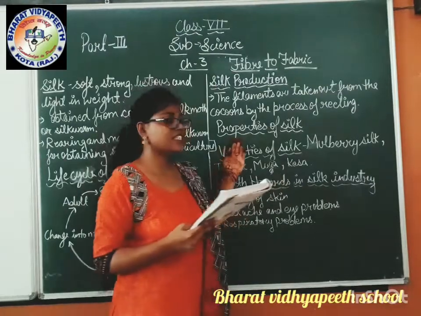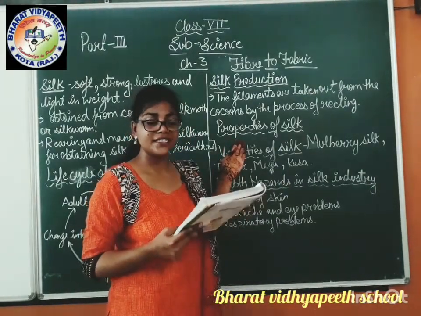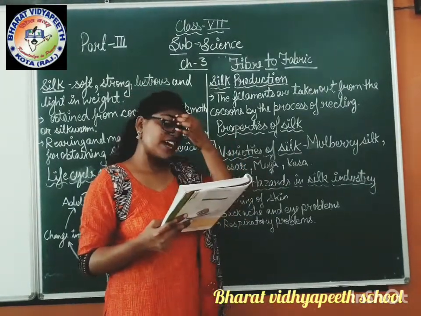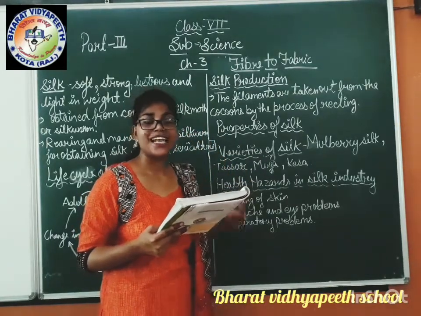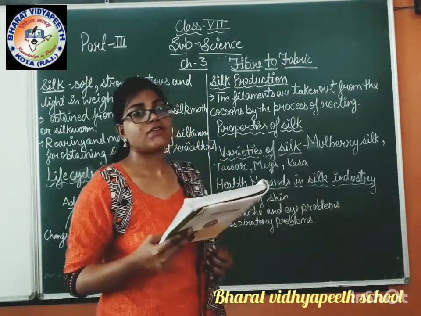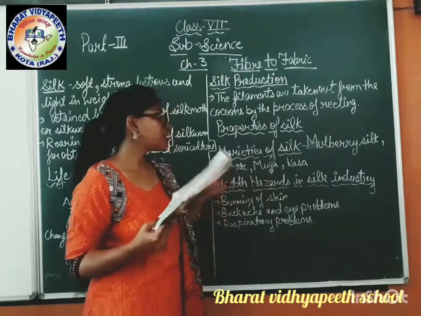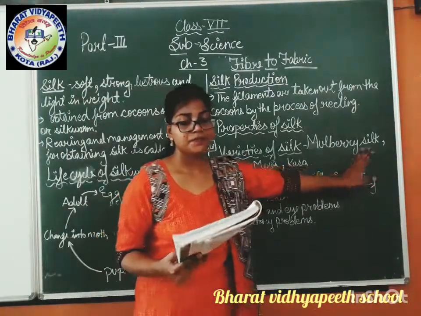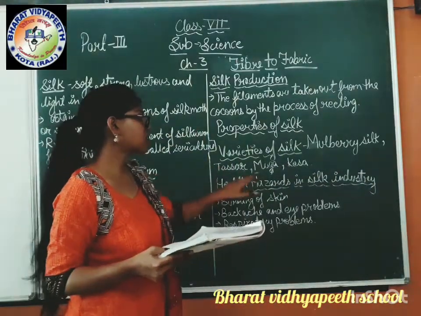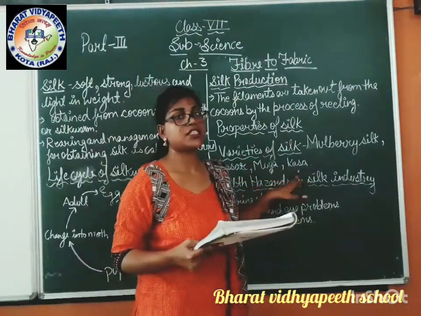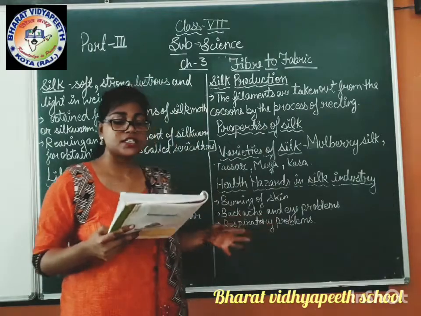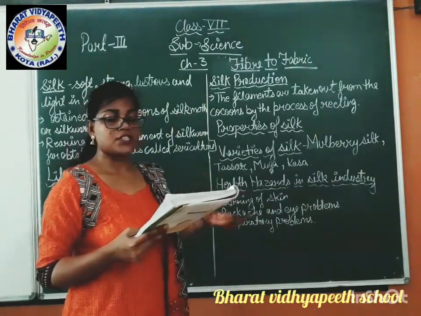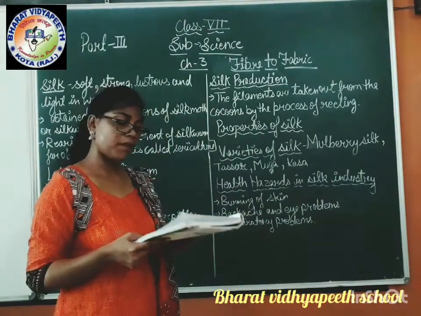It can be dyed easily. It dries easily and is extremely elastic, and it is smooth and the finest of all the fibers. There are different varieties of silk: mulberry silk, tasar silk, muga silk and eri silk. These are the 4 different varieties of silk obtained from the silkworm which are available on the market.